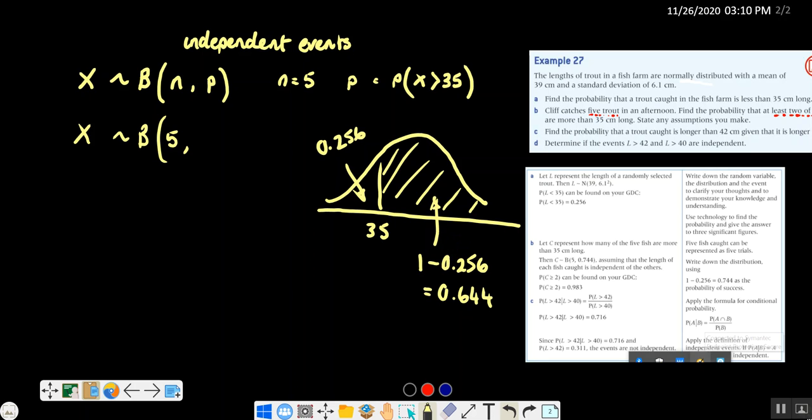Is that right? No, it's not. It's 0.744. You said it was near 0.75, didn't you? So the probability of this one is 0.744.